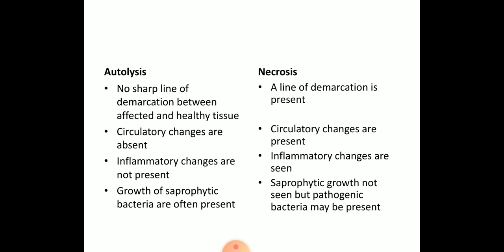So what is the difference between autolysis and necrosis? In case of autolysis, no sharp line of demarcation is seen between the affected and healthy tissue, while a line of demarcation is present in necrosis. In autolysis, circulatory changes like congestion and hemorrhage are absent, while congestion and hemorrhage are usually present in necrosis. Inflammatory changes are absent in autolysis, while they are a characteristic finding in necrosis. Growth of saprophytic bacteria is often present in autolysis, while in necrosis saprophytic growth is not seen, but pathogenic bacteria may be present.